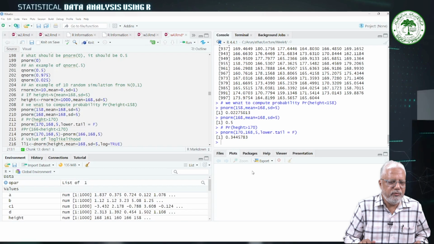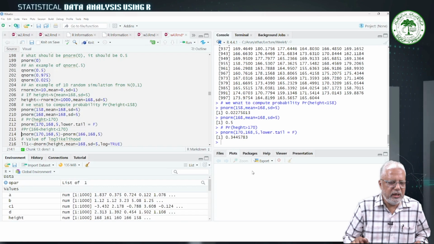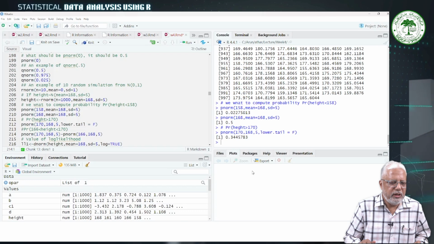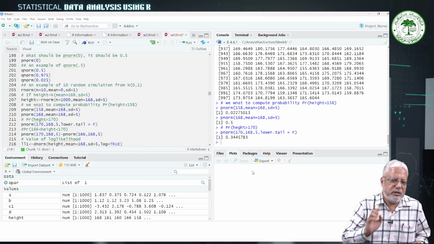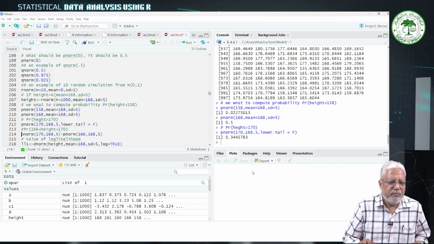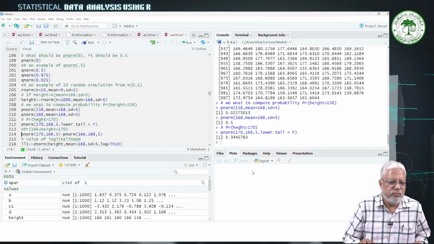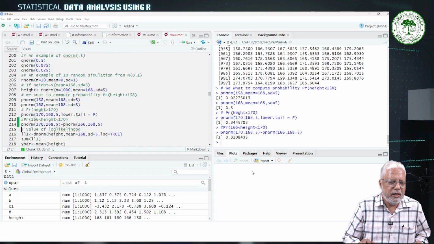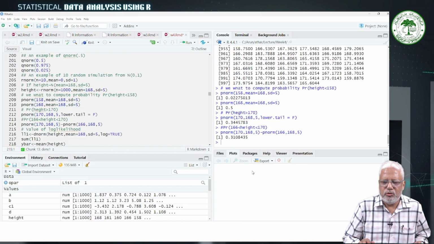Probability of height between 166 and 170. We can compute this area as the probability of height less than 170 with mean 168, SD 5, minus the probability less than 166. So this is the area between 166 and 170, and this probability is 0.31084.